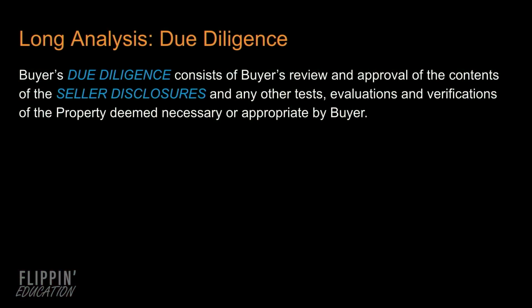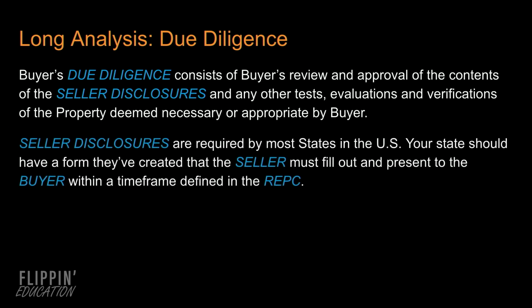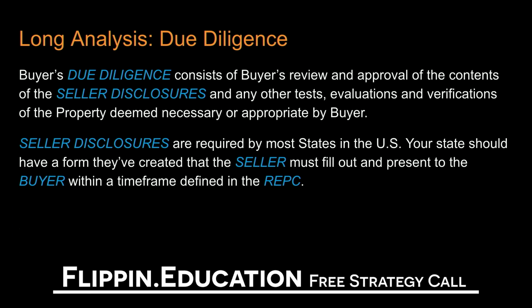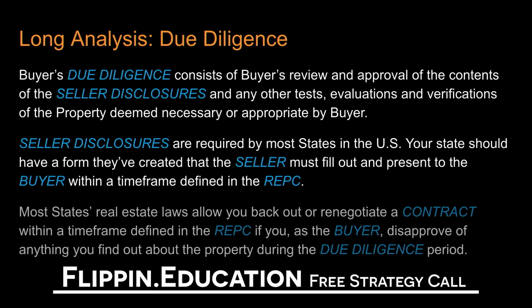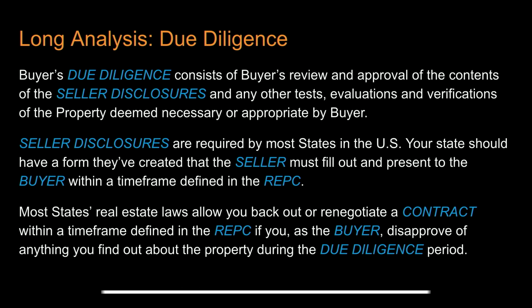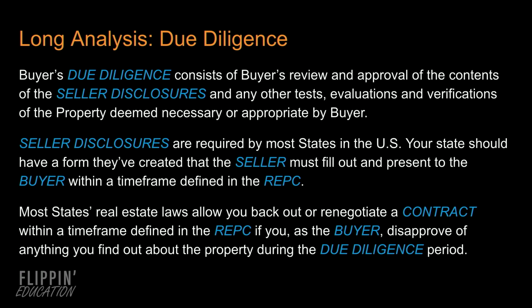So the buyer's due diligence consists of a buyer's review and approval of the contents of the seller disclosures and other tests, evaluations, and verifications of the property deemed necessary and appropriate by the buyer. This means that you get to go in and make sure that you know exactly what you're buying before you transact. The seller disclosures are required by most states in the US, and your state should have a form that they've created that the seller must fill out and present to the buyer within the time frame defined in the REPC. Most states' real estate laws allow you to back out or renegotiate a contract within a timeline defined in the REPC if you, as the buyer, disapprove of anything you find out about the property during the due diligence period.